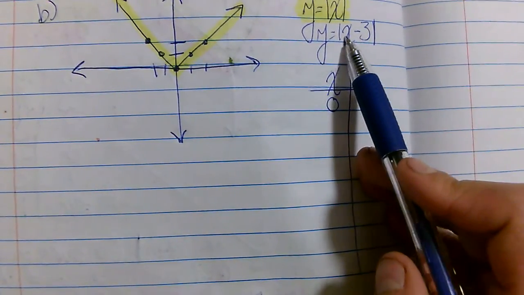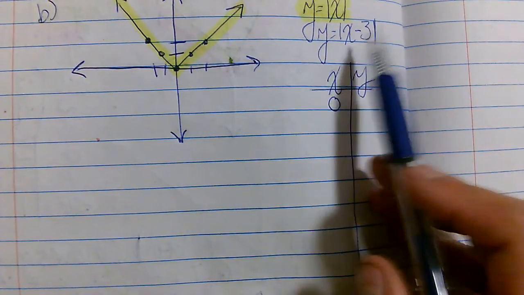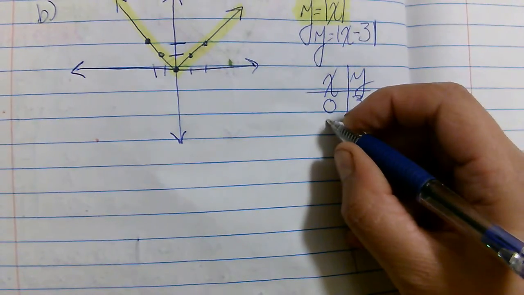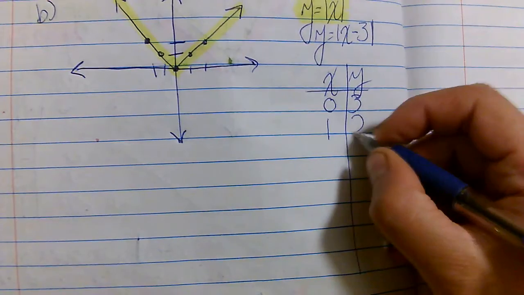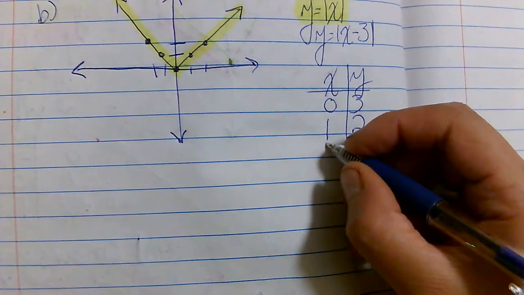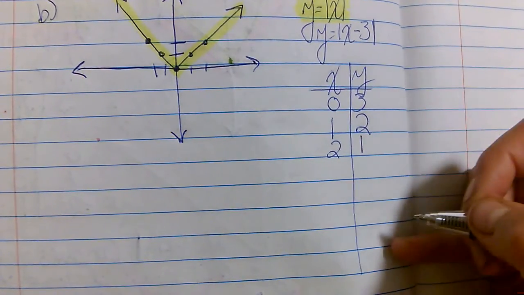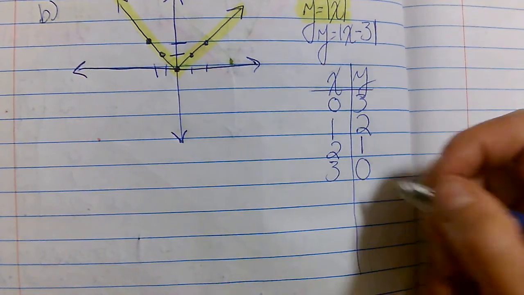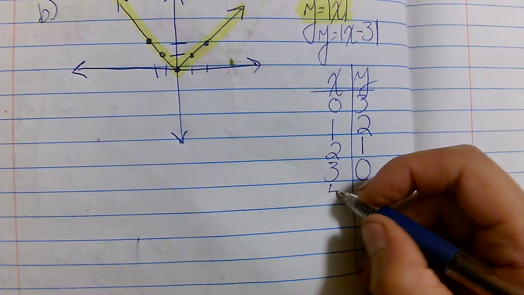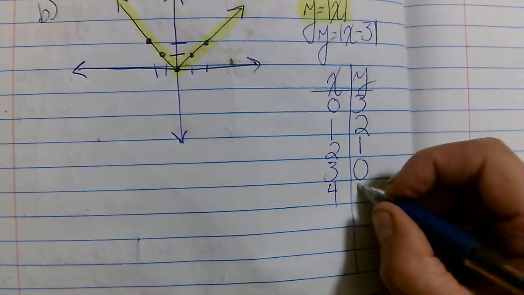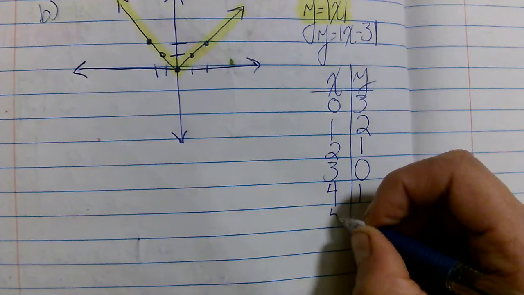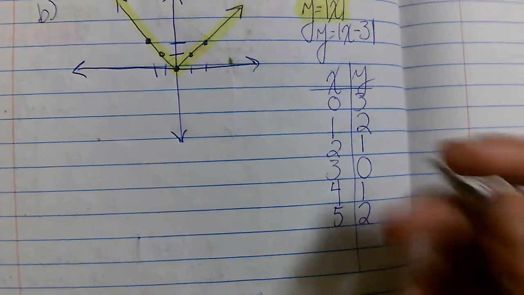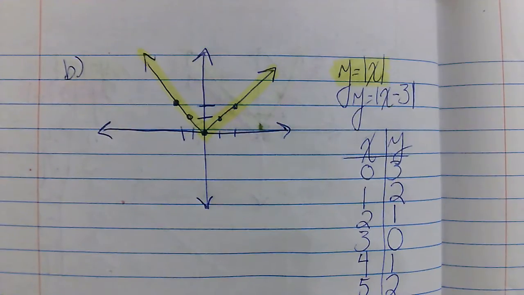If I plug in 0, that's 0 minus 3, that's negative 3, but it's absolute value, so it becomes positive 3. If I plug in 1, that's negative 2, but that becomes positive 2. 2, that becomes positive 1. 3, that becomes 0. 4, that becomes 1. And 5, that becomes 2. That might be enough. Yeah, let's start with those and see if we need any more.